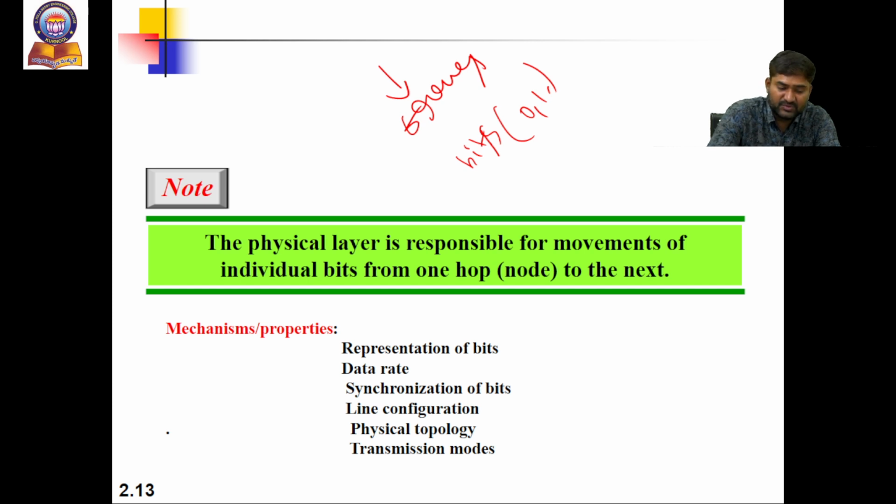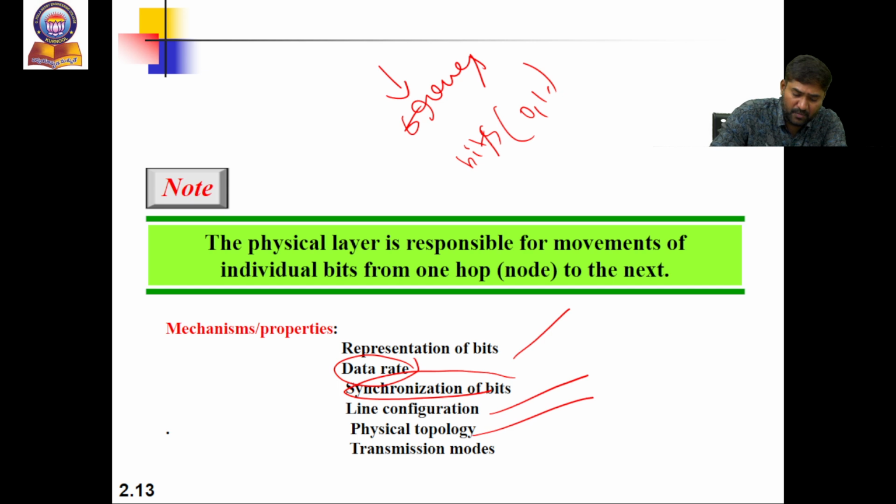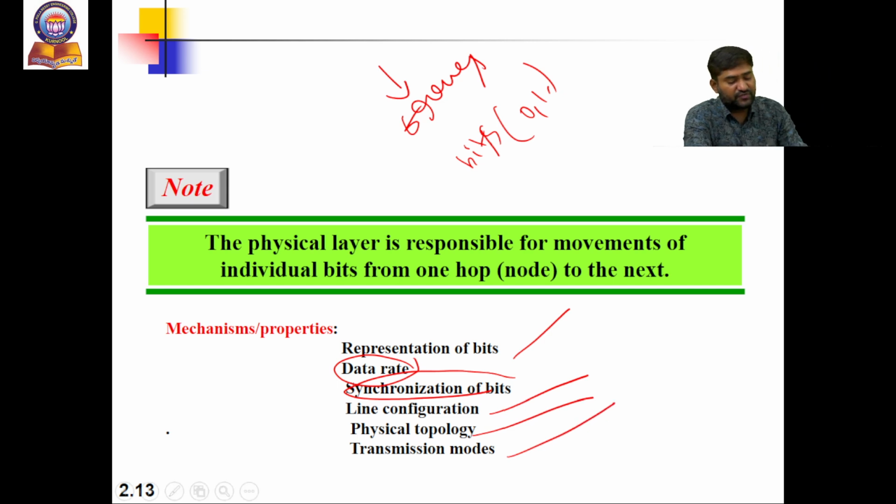So this is the main responsibility of the physical layer. The physical layer is going to divide the frames into zeros and ones. So the mechanisms are representation of bits, data rate, synchronization of bits, line configuration, physical topology, and transmission modes. Representation of bits is nothing but representing the frames in the format of bits, zeros and ones.